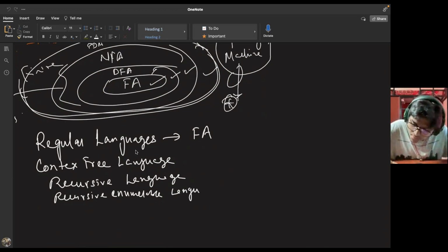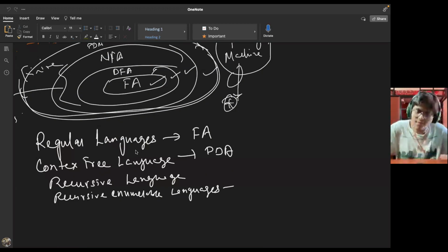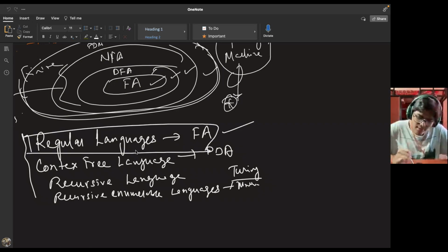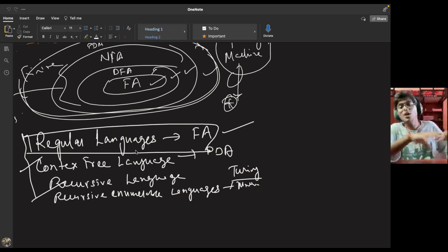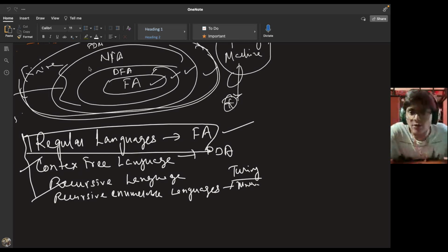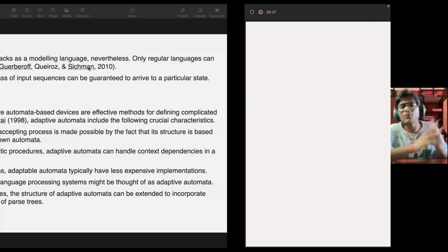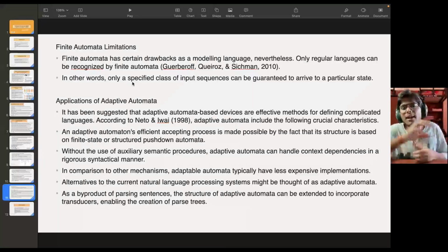Context-free languages, PDA, right? Always remember context-free languages use pushdown automata, and recursive and recursively enumerable languages are handled by Turing machines. So we have these many languages, but the one limitation is that finite automata only support regular languages. They can't handle context-free or recursively enumerable languages, right? So that's the one drawback. In other words, only a specified class of input sequences can be guaranteed to arrive at a particular state.